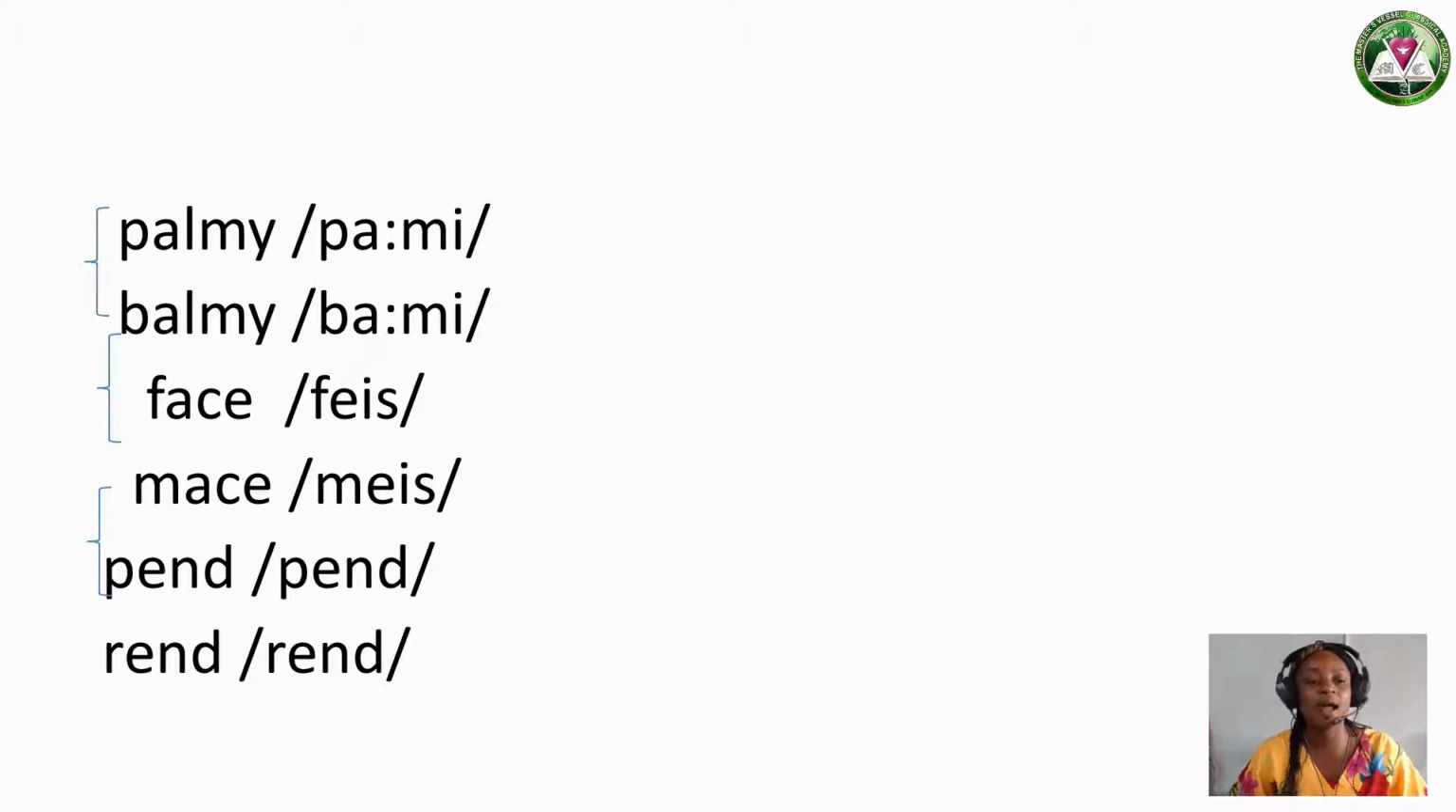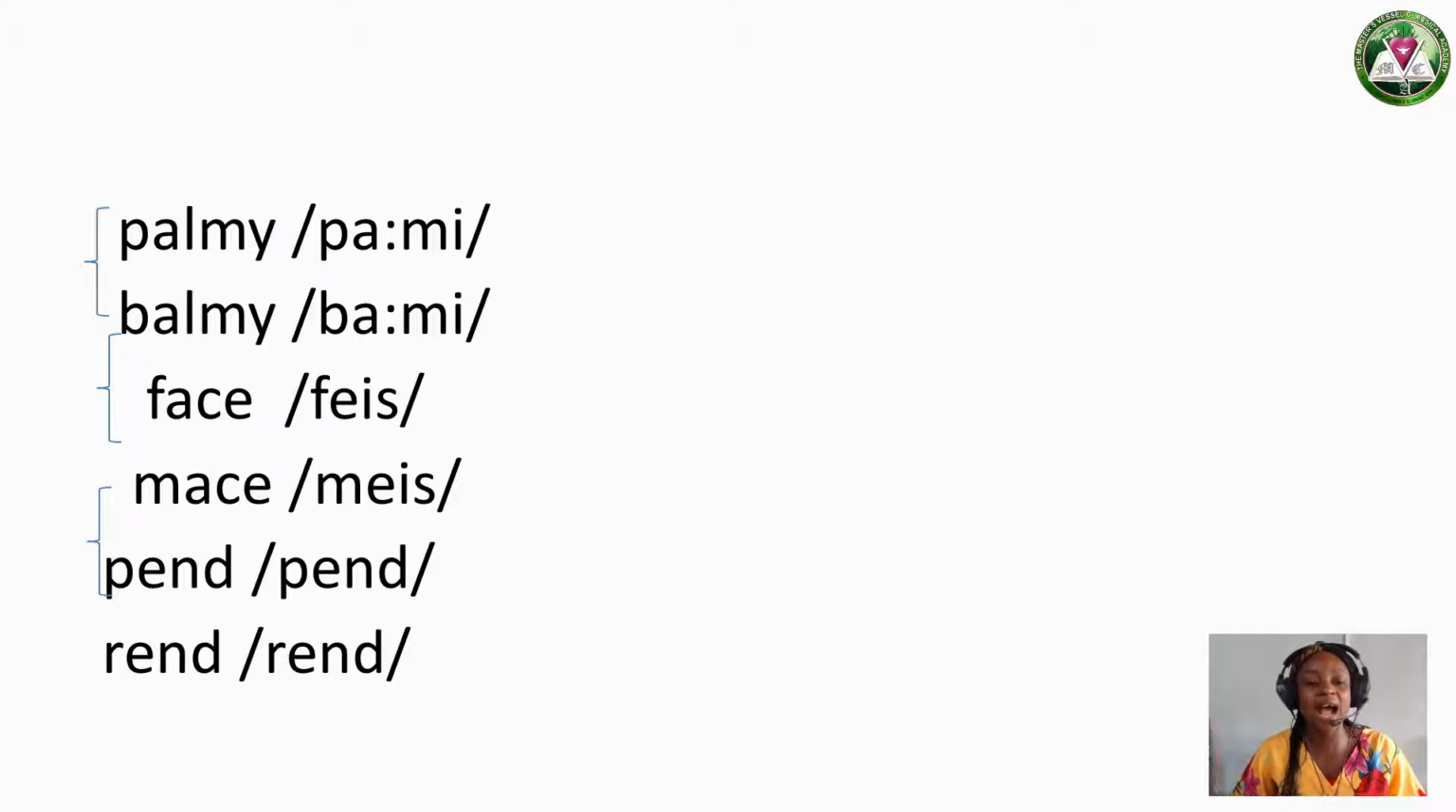Now we have some examples here. We have PAMI, that is PA-A-MA-I, that is PAMI. Then we can see that PAMI rhymes with BAMI, BA-A-MA-I. We have PA, that's a consonant sound. We have A, the long vowel sound. And we have MA, that's a nasal consonant sound. And E, that is the short E sound. So we can see from these examples that PAMI rhymes with BAMI.